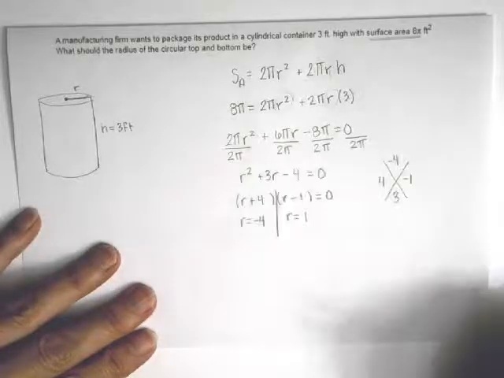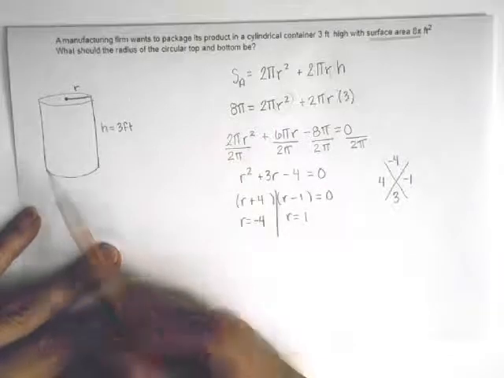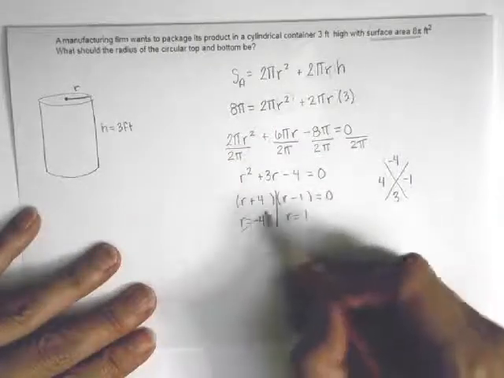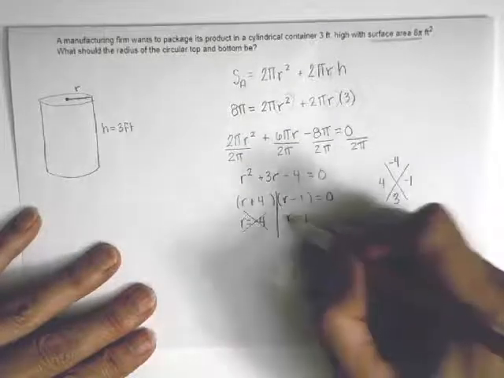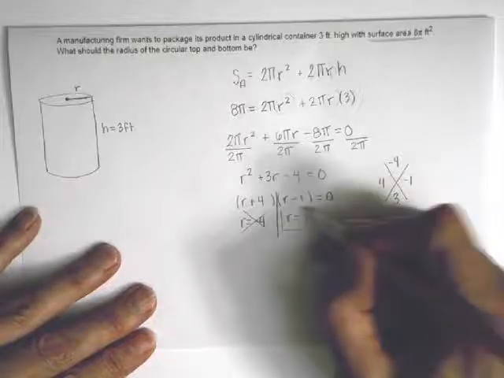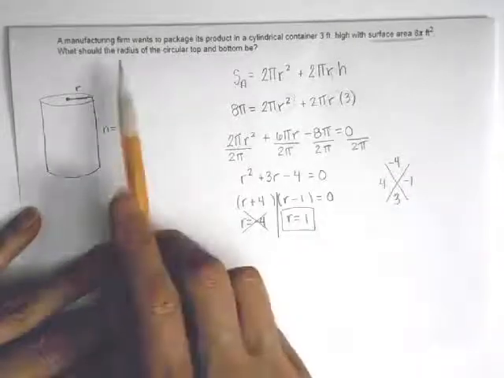Again, I can't have a radius that's equal to negative 4, so this is not part of my answer, and my radius must be 1. And that's what the question is asking for, so that is my solution.